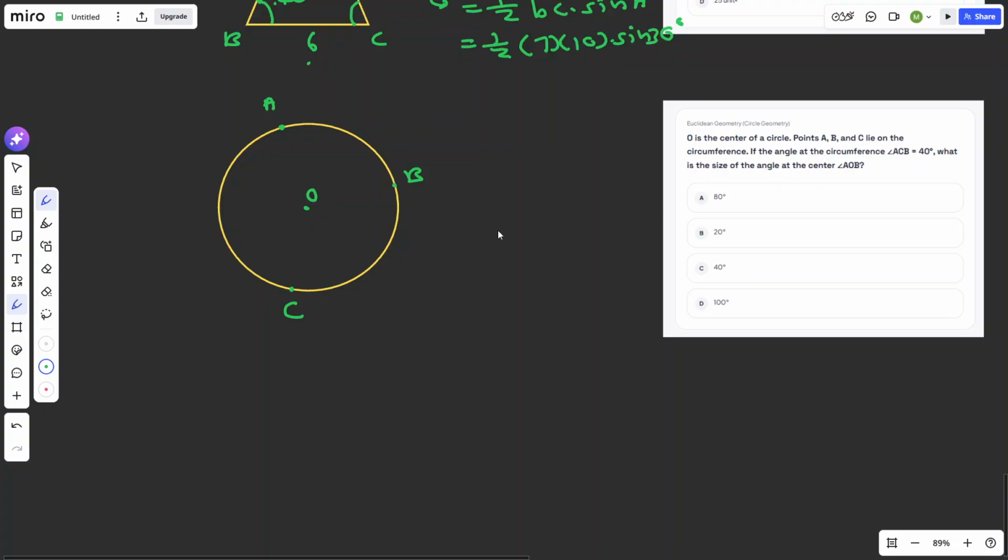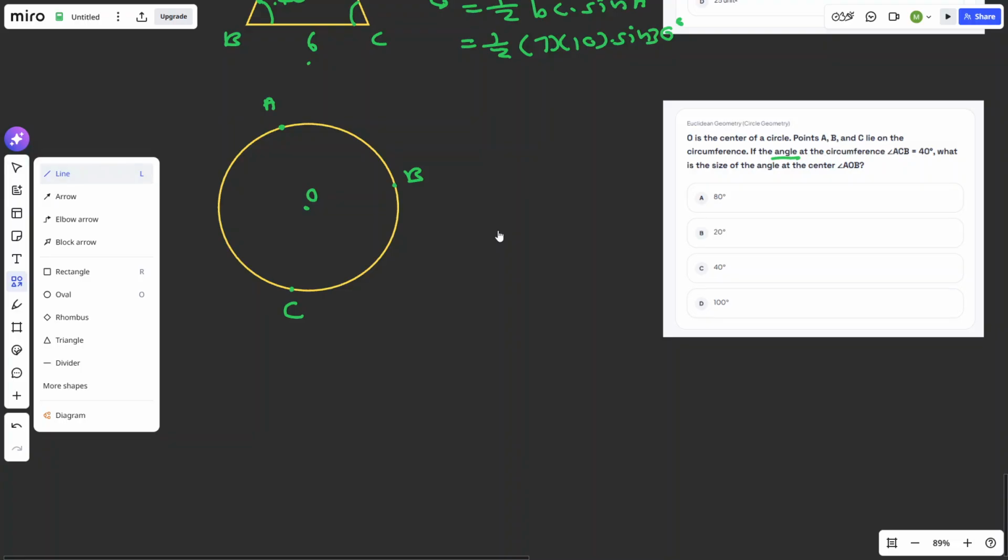So now if the angle at the circumference ACB is 40 degrees, what is the size of the angle at the center? So it's good to visualize this, right? So let us join our points here. Okay, so I want to make this neater. So let us align.